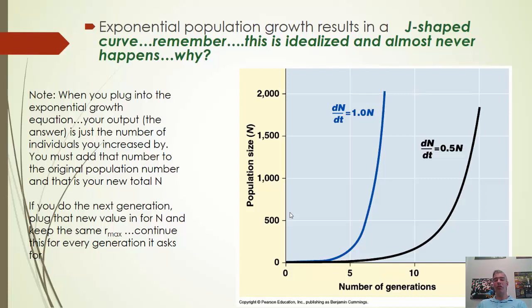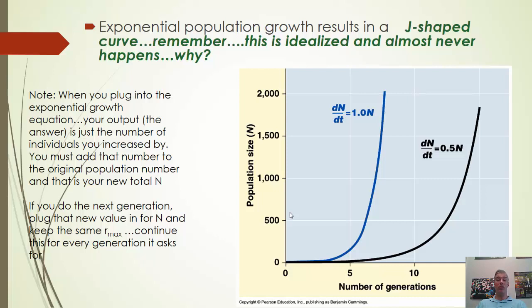Okay, when we actually do the calculation, as you'll see in a second, to get the next generation, you do one generation, then you do the second one. When you plug into the equation, your output, the answer, is just the number of individuals you increase by. So if you want to know the number of individuals entering the next generation, you have to add it to our original number, or subtract it, depending on if it's a positive or negative growth rate. It's almost always positive. To figure out generation 2 going into generation 3, you take the same growth rate and plug in the new N. You continue that process over and over again for every single generation.